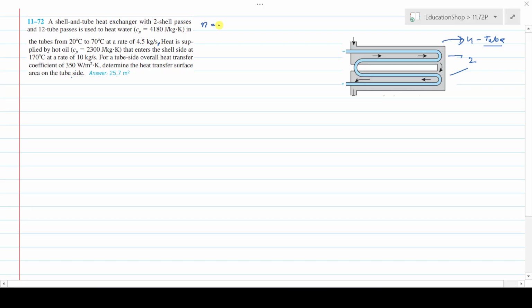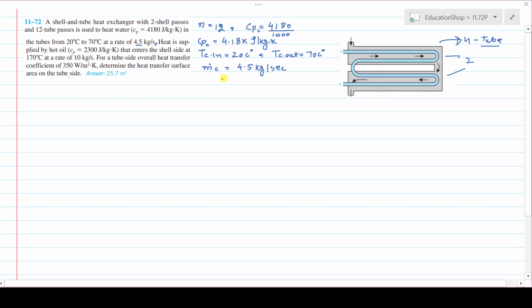The number of tubes in the heat exchanger is 12. The Cp value of the cold fluid is 4180 joule per kg Kelvin, but we need to convert that into kilojoule. So we will divide it by 1000 and you will get the Cp of the cold fluid, that is 4.18 kilojoule per kg Kelvin. The inlet temperature of the cold fluid is 20 centigrade. After absorbing heat, the outlet temperature of the cold fluid increases up to 70 centigrade. The mass flow rate of the cold fluid is 4.5 kg per second.